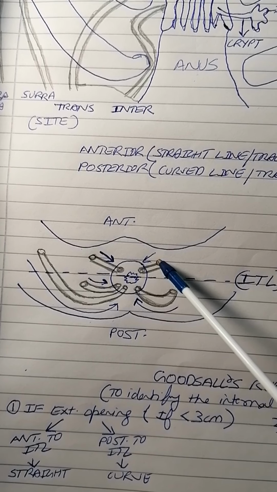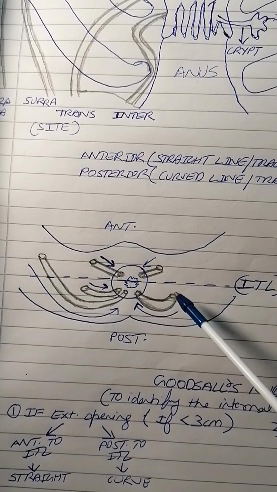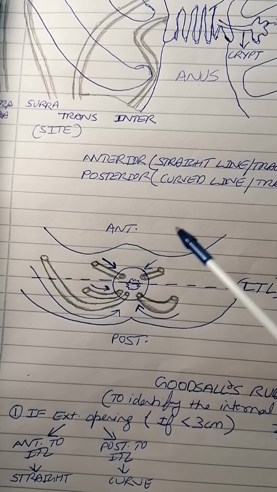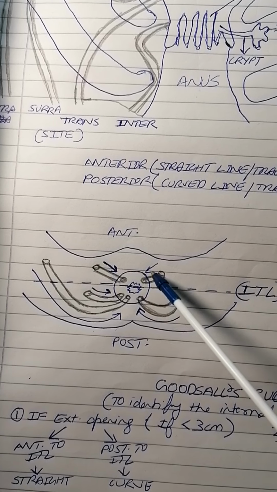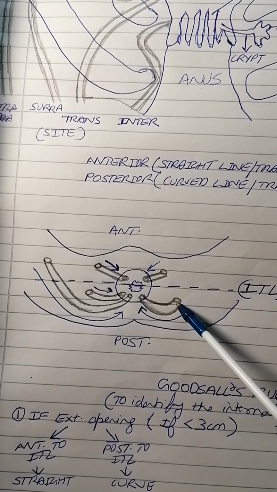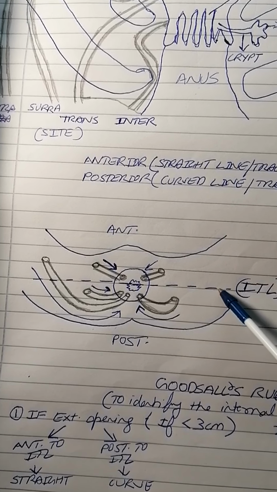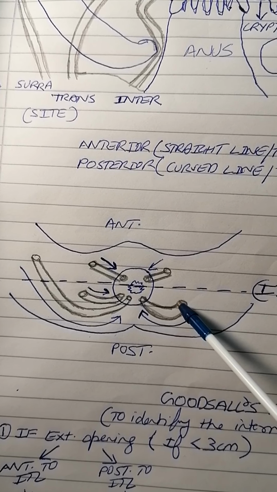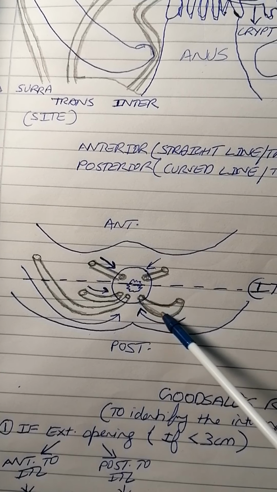So the second thing you are supposed to do is determine whether the external opening is anterior or posterior. If the external opening is anterior, then you can assume that the internal opening would be somewhere here, because it should be straight. But what if the external opening is posterior to this imaginary line? In that case you must assume it won't be straight, it would be curved.